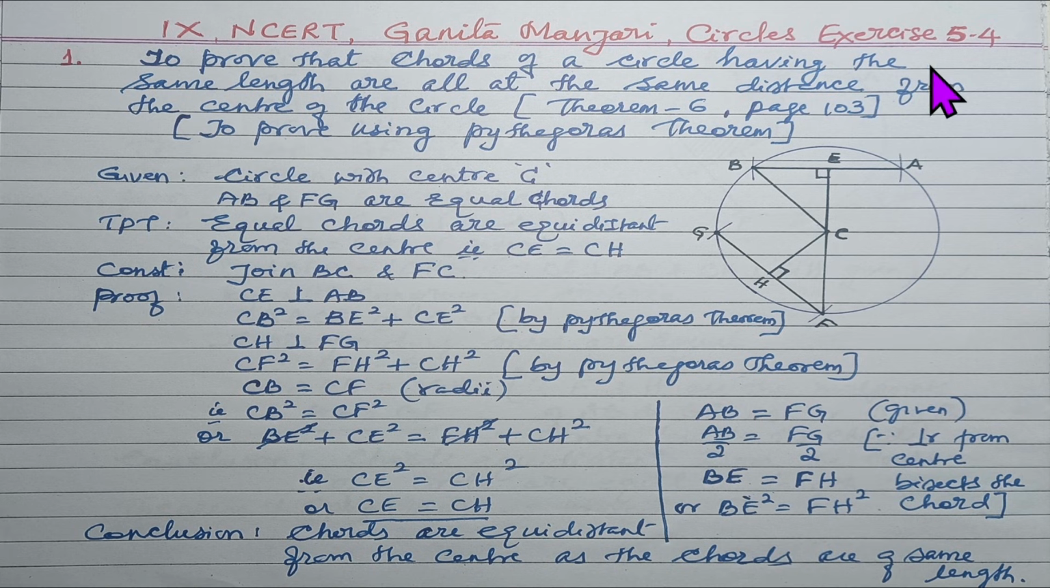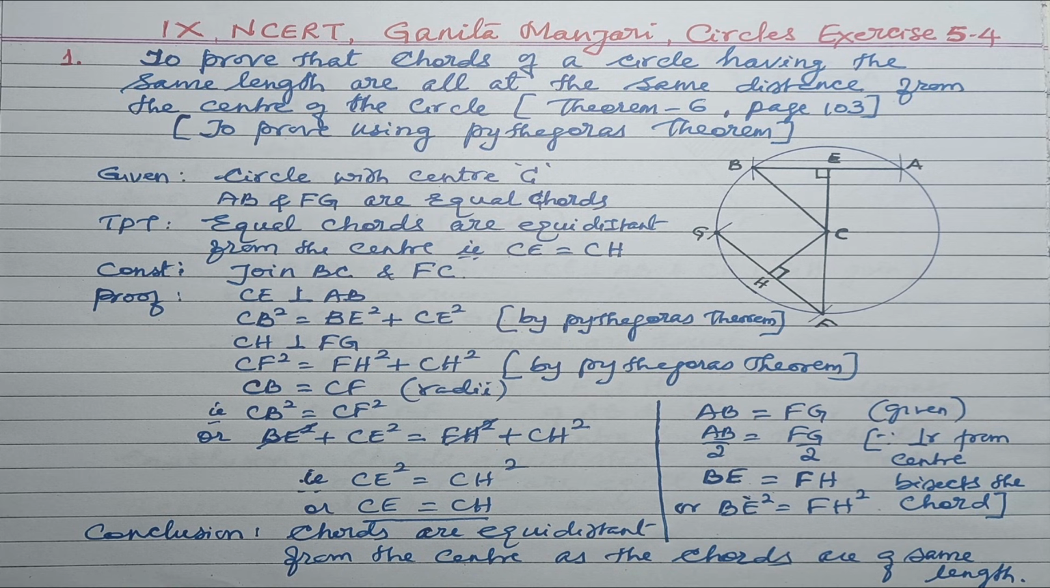Now, the first example of exercise 5.4: to prove that chords of a circle having the same length are all at the same distance from the center of the circle. The theorem is very simple. That means the chords which are equidistant from the center are of the same length. So, we have to prove that chords which are equal in length are equidistant from the center.